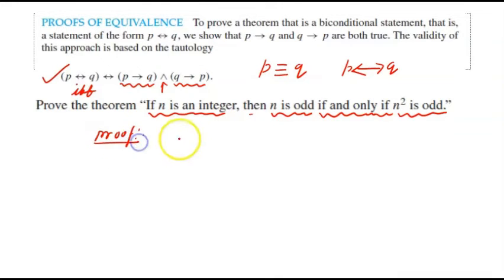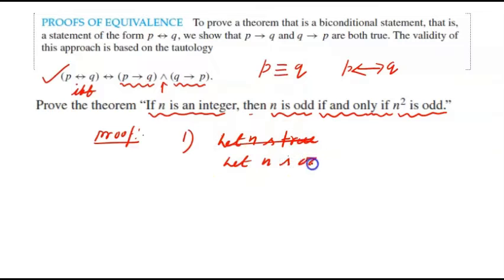What is the way to prove it? In the first part, let me rewrite, let n be odd. This is the first assumption, and following a set of steps we have to show that n square is odd. I think you can do this yourself, because in previous videos we already discussed how to prove this kind of thing: I start with n is odd and I show that n square is odd. This will be the first step.